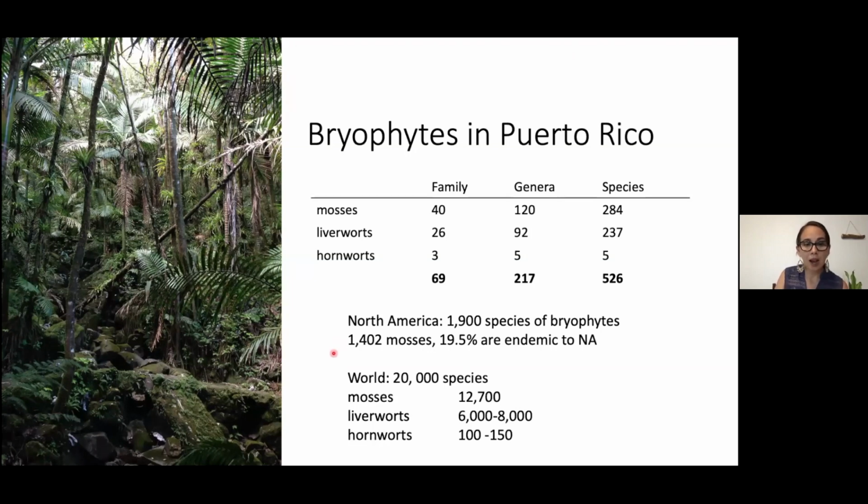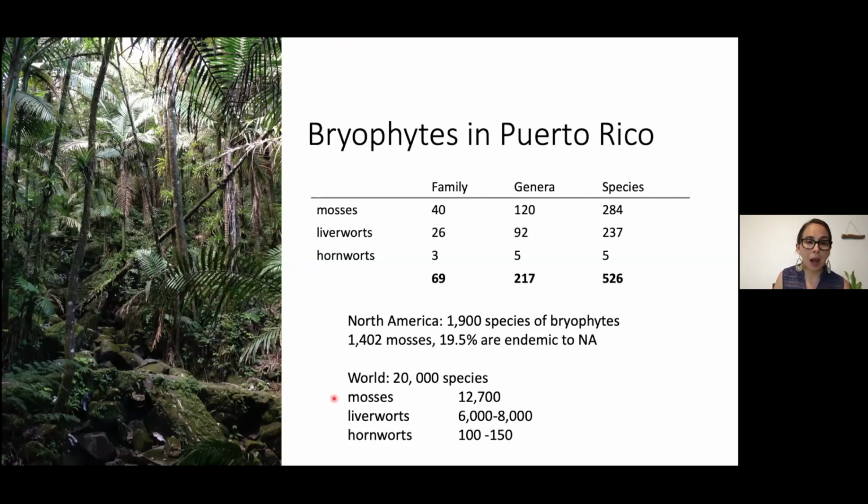Okay. In the world, we have about 20,000 species. And as you can see, most of them are mosses, followed by liverworts and then just a few hornworts. So that's the diversity of bryophytes. A lot of people maybe talk only about mosses, and I try to talk about the 3 groups together.